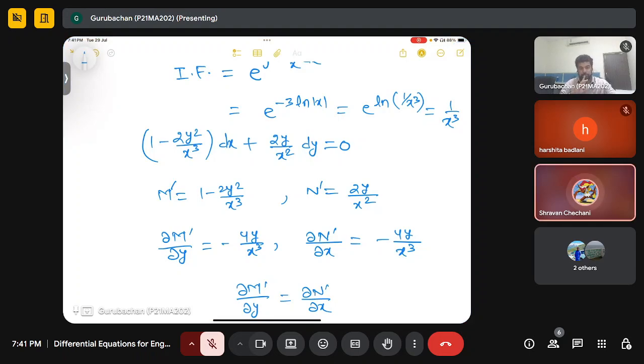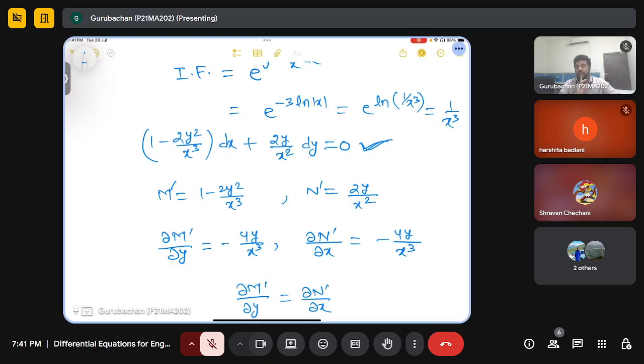Yes, sir, we can, because in the original equation it is not upon x square or x cube. In the original equation it is not x square. But since we are solving this one, we can multiply by x cube on the whole, on the left-hand side and right-hand side, and we can eliminate that.